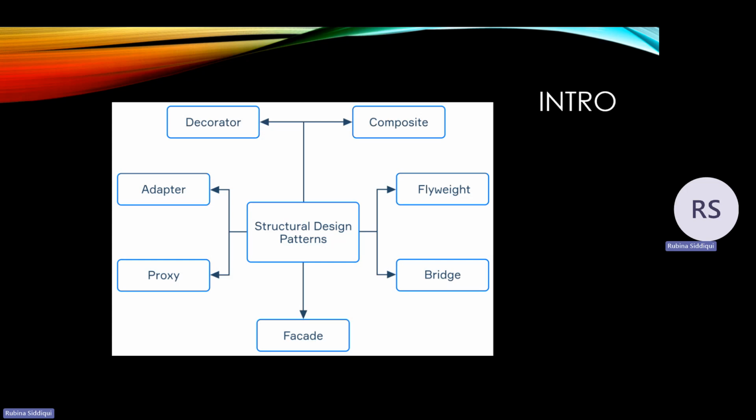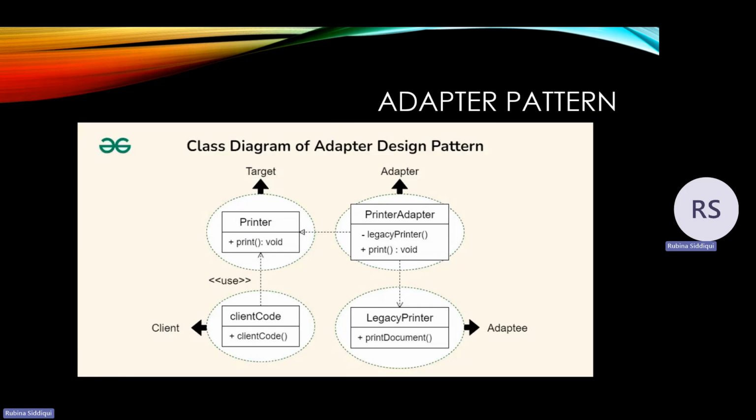So for the intro, we have structural design patterns, and they have 7 or 8 different ones. We have composite, flyweight, bridge, facade, proxy, adapter, and decorator. So this is an example of the adapter pattern. This is a classical example. This one is like a printer and what a client would see and what an adapter or adaptee would see. A client would only see the client user part here with client code, but they wouldn't see any of the print void or anything like that.